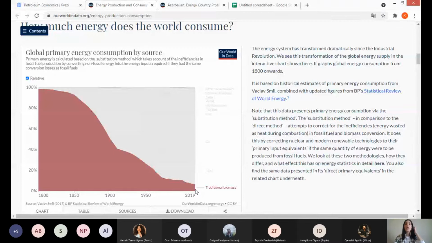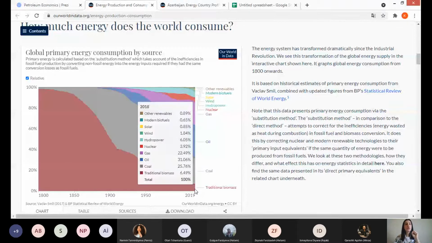Again, as you see, oil takes 31% of all energy consumption. If we go forward, we can see coal 25 or 26, we can say, gas 22, hydropower 6, etc. So this is the recent data about energy consumption by source.